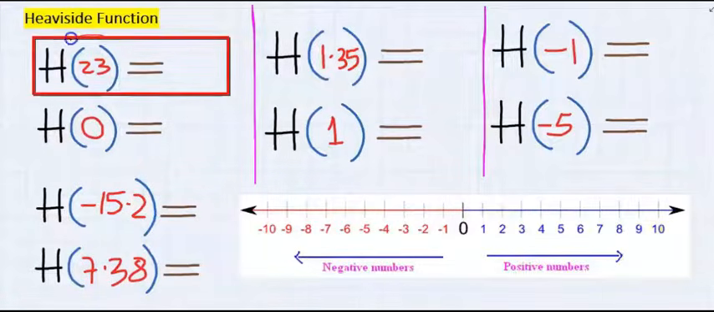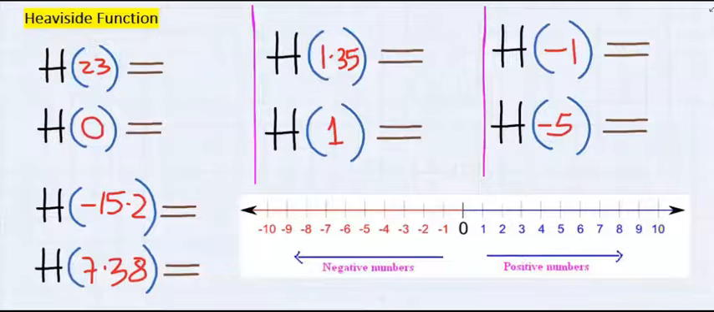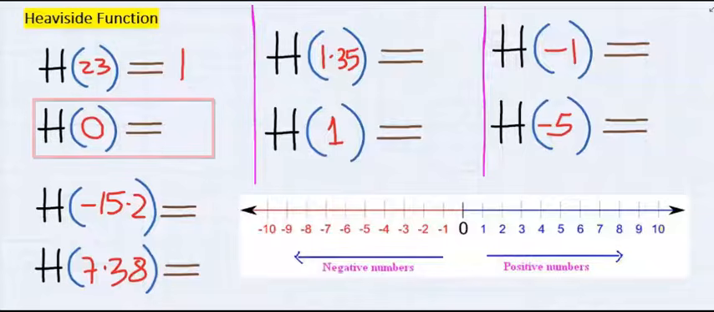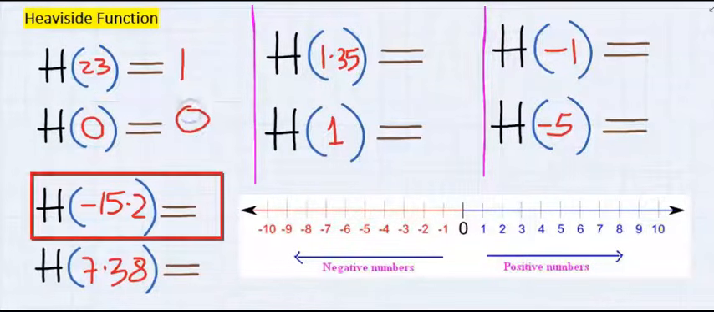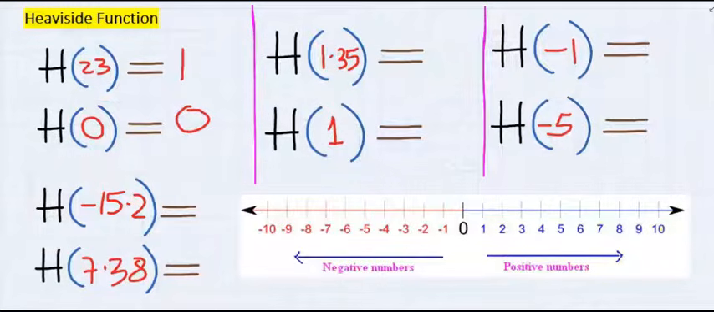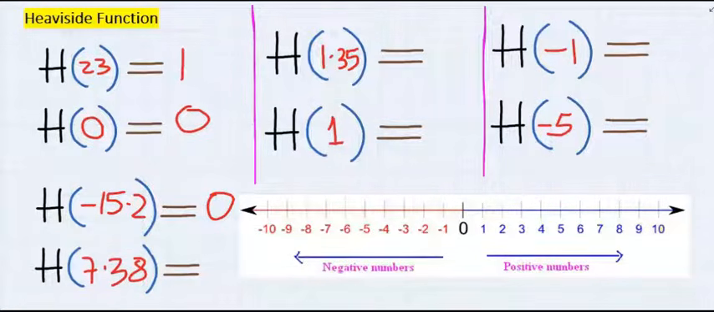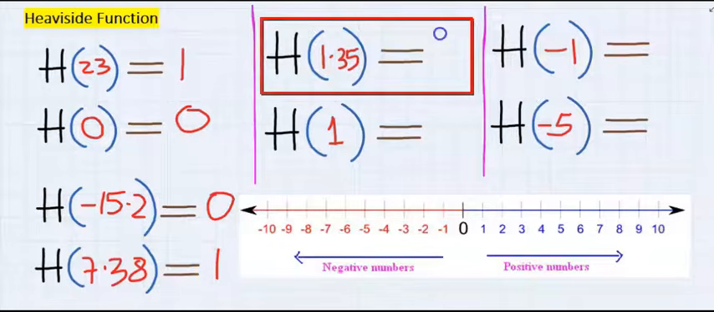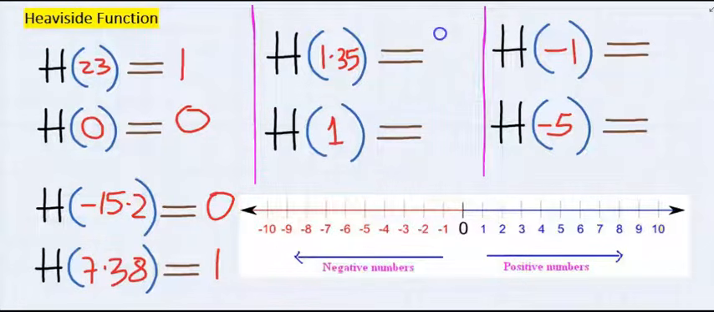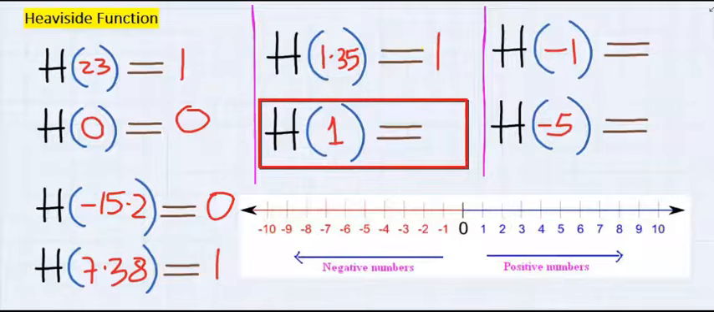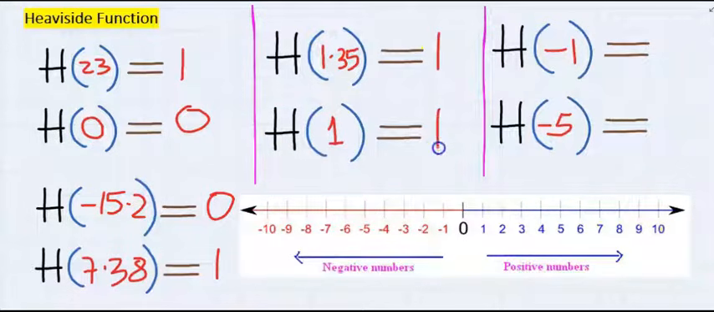The Heaviside function of 23 will return 1 because 23 is greater than 0. The Heaviside function of 0 is 0. The Heaviside function of minus 15.2 will return 0. The Heaviside function of 7.38 will return 1. The Heaviside function of 1.35 will return 1. The Heaviside function of 1 will return 1 because 1 is greater than 0.